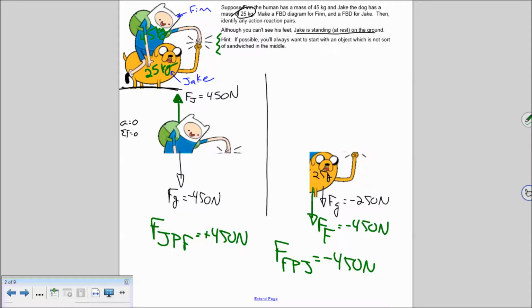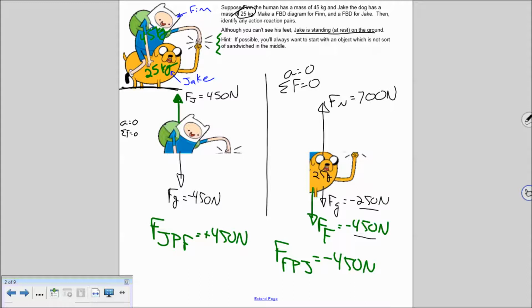But again, we know that our dog here, Jake, is not moving. So the acceleration of Jake is 0, the net force is 0. Why isn't he falling? Oh, because the ground is holding him up. So there's also this normal force. Notice how big that force is. It's got to be big enough to cancel out both gravity and the force of Finn. We need our net force to be 0. So what normal force, plus negative 250, plus negative 450 gives us a net force of 0? You'll discover it's got to be 700 newtons. That makes all the forces add up to 0.